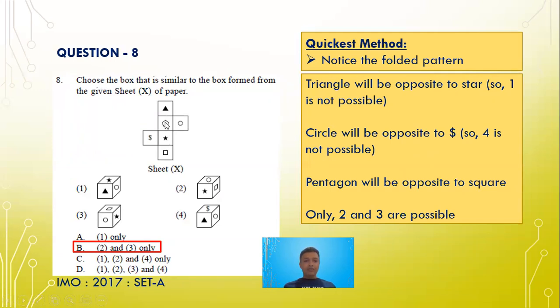The pentagon face will be opposite to the circle face. And the circle face will be opposite to the dollar face, because circle will be the top face and dollar will be the bottom face, isn't it? So only 2 and 3 will satisfy.